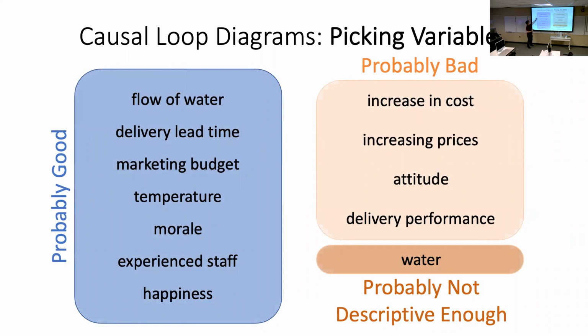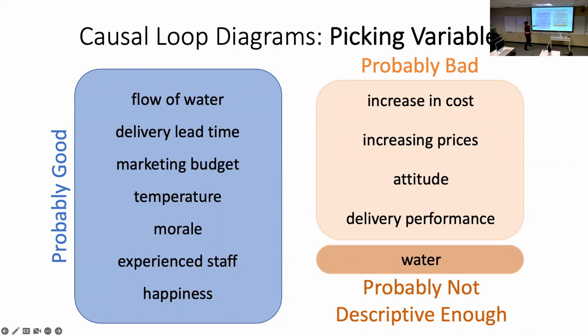We already talked about flow of water. Delivery lead time, I like that because it's very measurable. I know it means how much time is it going to take for me to get the sofa that I ordered or whatever. Morale is a little bit of a funny one because it's kind of a little bit lofty, but still, if you think about it, it's not very ambiguous, whereas attitude was very ambiguous. And I already talked about happiness.